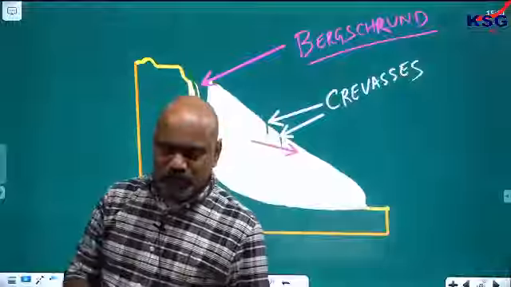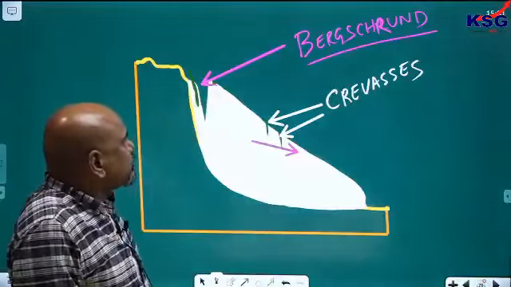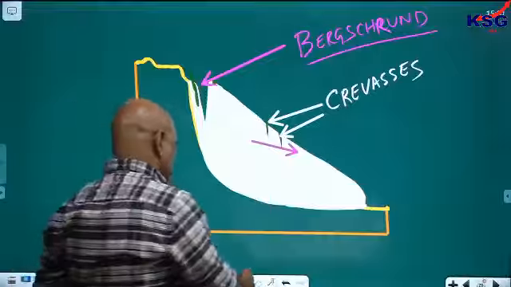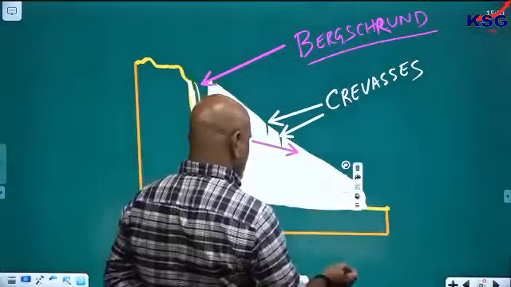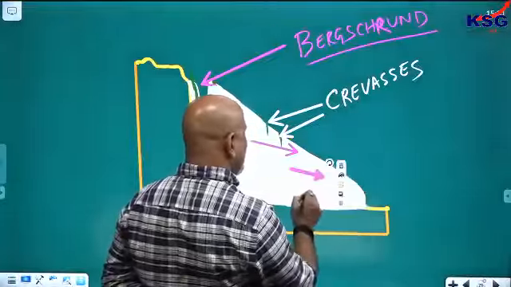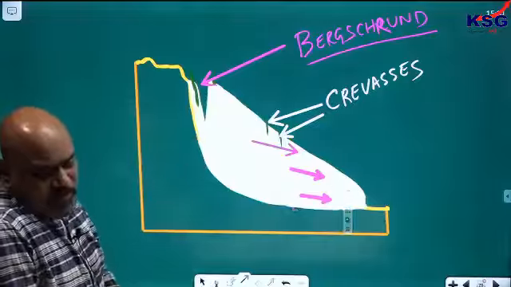Cracks will develop. Crevasses. Huge crevasses are called Bergschrund.